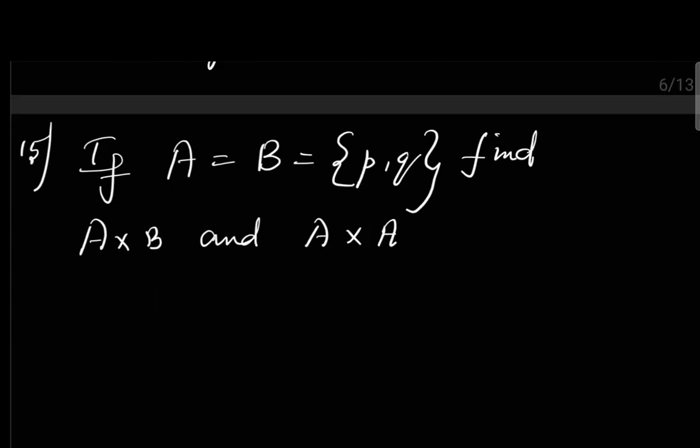See 15th sum. If A is equal to B, that both the sets are the set {p, q}. Find A cross B and A cross A. This is also an exercise sum. It is in page 6. First exercise, exercise 1.1. The first sum, but in the second subdivision.